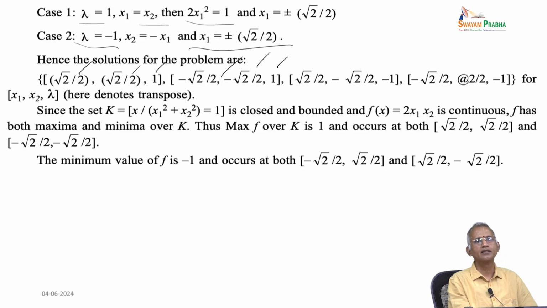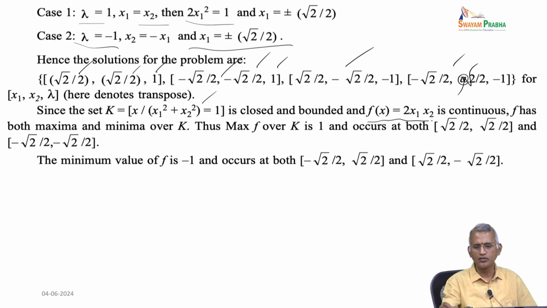And in other cases: (√2/2, −√2/2) and (−√2/2, −√2/2). The next one is (√2/2, √2/2), and (√2/2, −1). These are all the solutions for the corresponding x1, x2, lambda. Here K, equal to x1 square plus x2 square equal to 1, is closed and bounded.